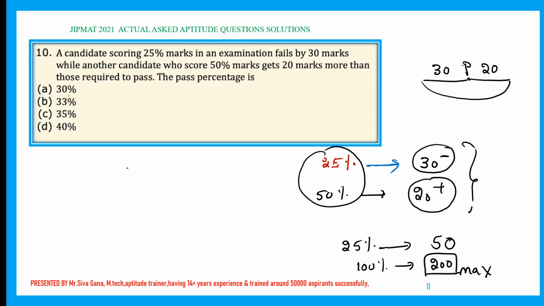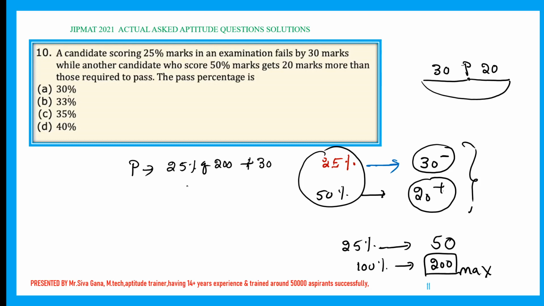Let us find the pass mark. If I take the first person, how much did he get? 25% of the maximum mark, which is 200, and if he got 30 more, he will pass. So this is the pass mark: 25% of 200.